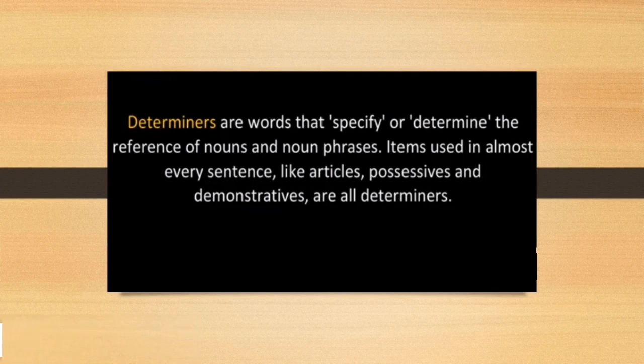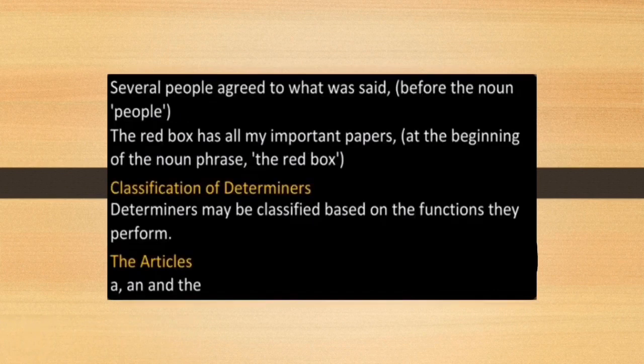Okay, let's take an example. Several people agreed to what was said. Okay, so in this, just see before the noun people. Can you see before the noun people what is written? Several. Okay, so several is clarifying the noun. And what is the noun? People. Okay, clarify कर रहा है कि कितने people? Several, number of people. Okay, so this is a determiner, because it is clarifying the noun. And what is the noun? People. Okay, कितने people हैं तो ये noun को clarify कर रहा है. That is why it is several.